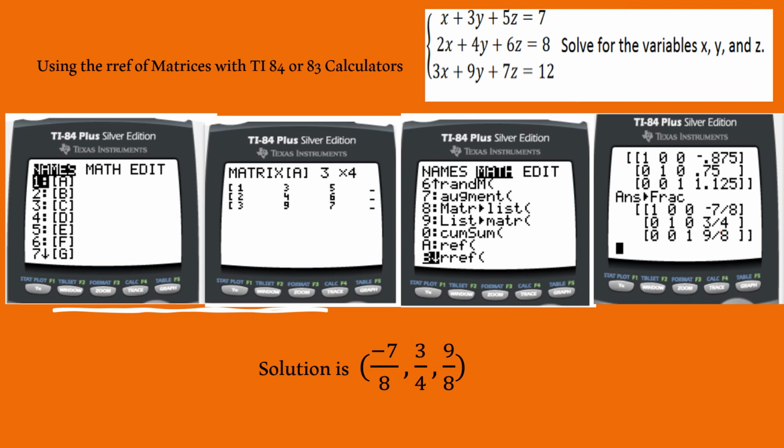In your reduced row echelon form, if you enter this matrix A, then you get the reduced row echelon form of it, which is nothing but the unit matrix. And the last column, what we get, are the x, y, z values. Now here, since it is given in decimals, you can try to get the answer in fractions also. You just press math, move your cursor to fraction, and then enter. Your answer is in fractions. So all these answers will be given as fractions, and your solution will be negative 7 by 8, 3 by 4, and 9 by 8.